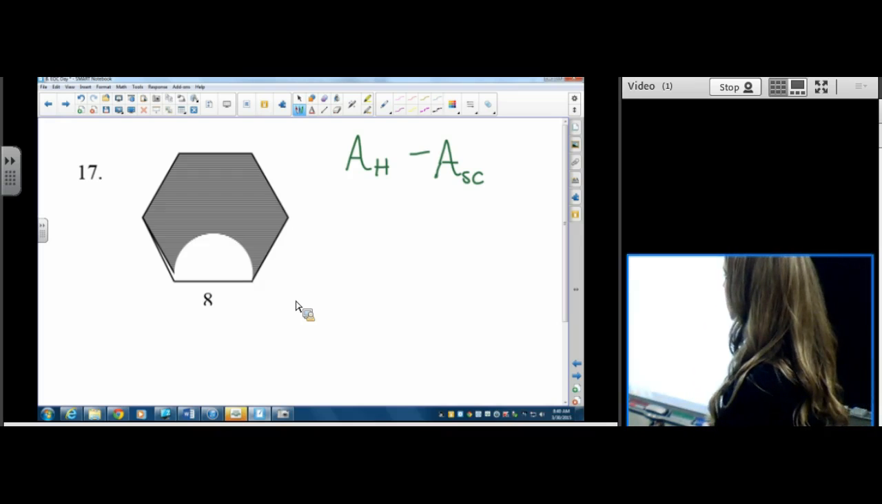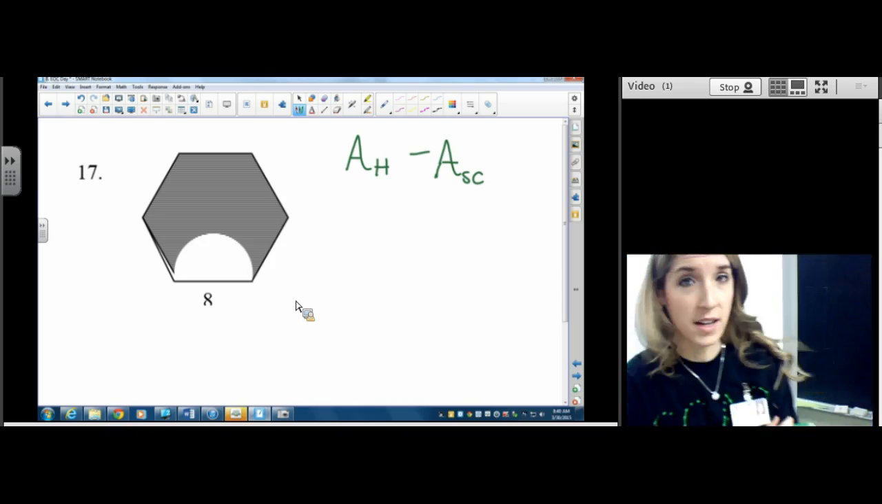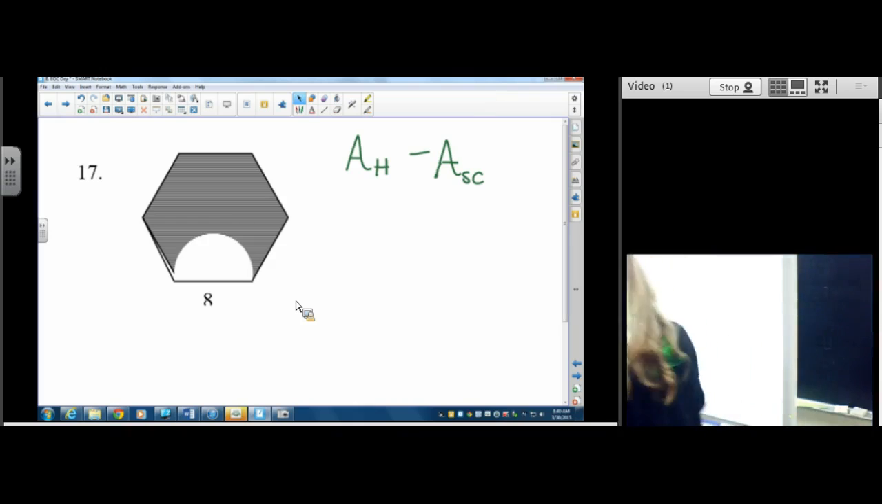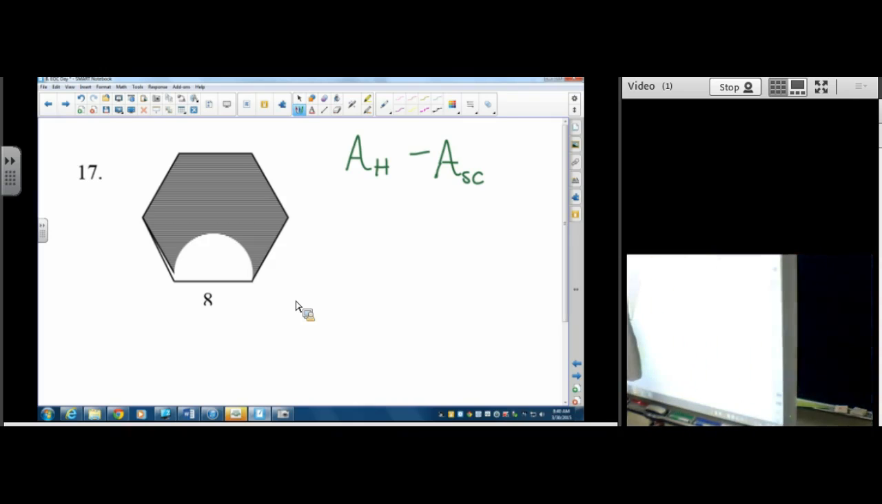Okay, so area of the hexagon. Let's just dive into that one. Now, a hexagon is one of our special cases, so we don't have to use trig. In our hexagon, we always draw an apothem and a radius. Half of the side is 4. 4 is across from 30, so the apothem is 4 root 3. And now we're ready to find the area of the hexagon.